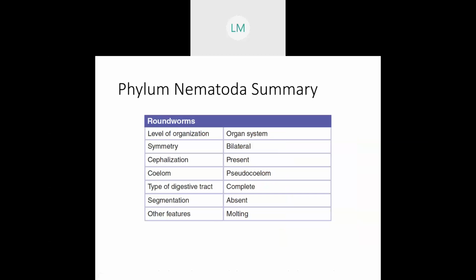Our summary here for phylum Nematoda: we have our organs, we have our bilateral symmetry, we have our cephalization. Our body cavity, our coelom, is one of those false body cavities, our pseudocoelom, but we still have our complete digestive tract. Our segmentation isn't here, but we are molting this external exoskeleton, right? We are undergoing ecdysis in order to get bigger. That's why we are in this Ecdysozoa group.